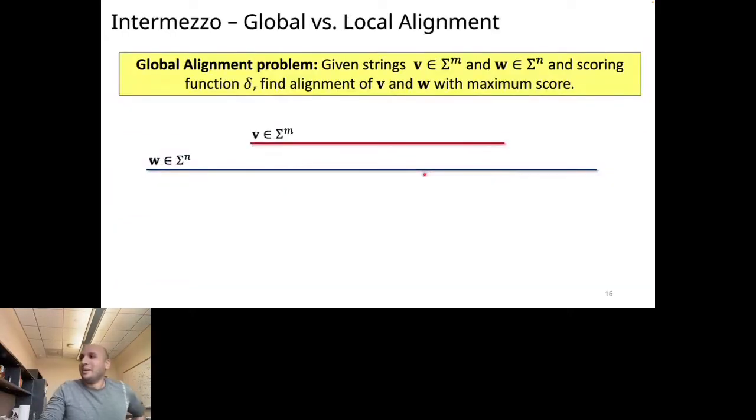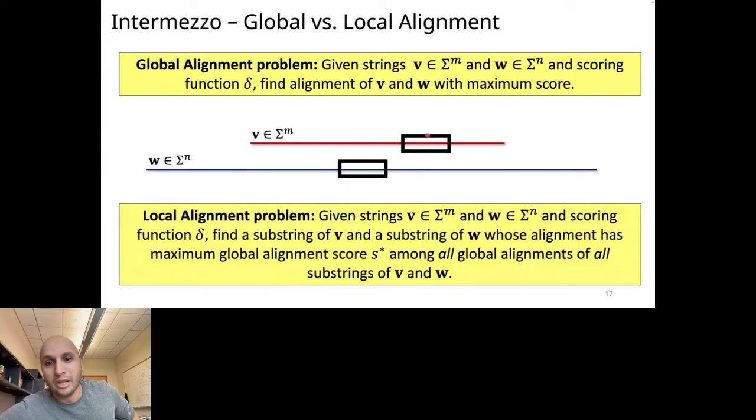So just a quick intermezzo, just to make sure we're on the same page. Global and local alignment. These are slides I use in my Introduction to Bioinformatics class. In global alignment, we want to align all of V to all of W. And in local alignment, we want to align a subsequence. We want to find a subsequence of V and a subsequence of W such that our global alignment of those two subsequences has maximum score among all subsequences of V and W.